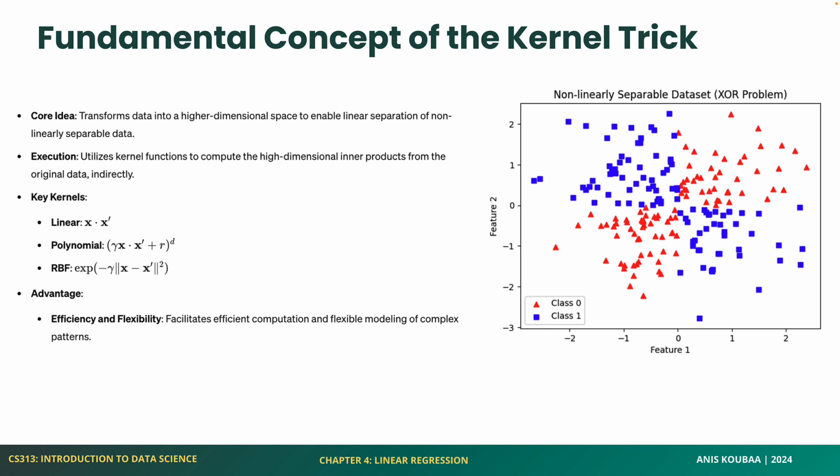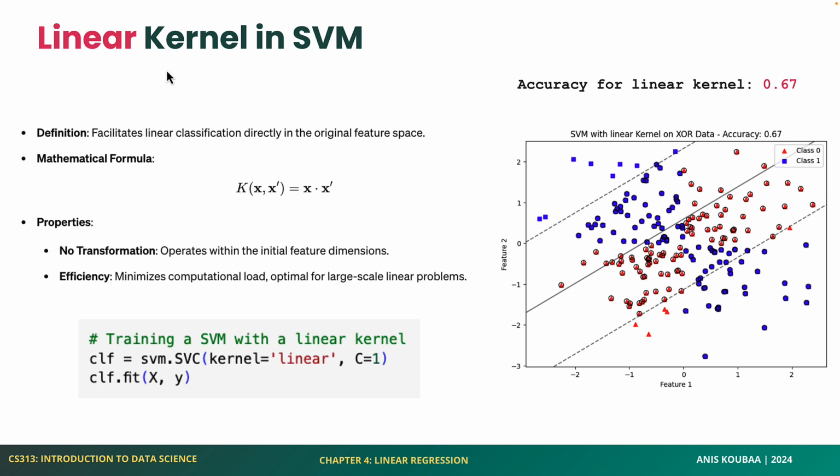Everything that we've done so far is just a linear kernel. We work on the same dimension. Look, the linear kernel facilitates linear classification on the original feature space. We don't change the dimension.